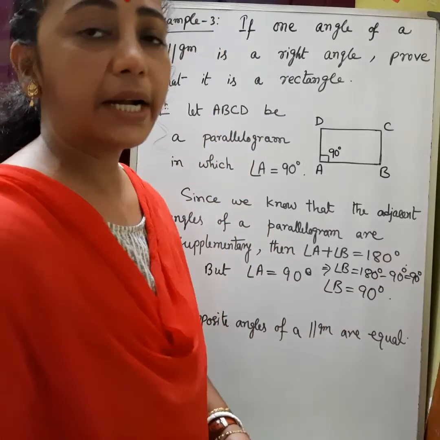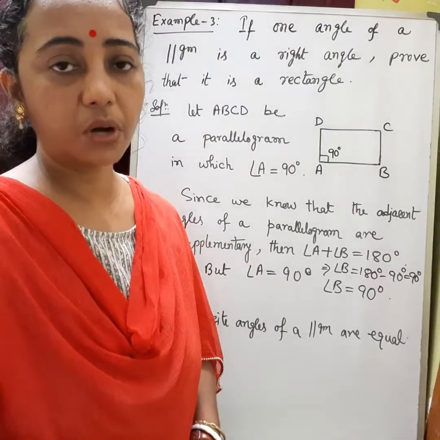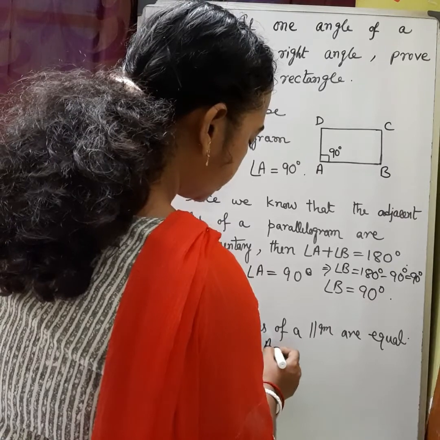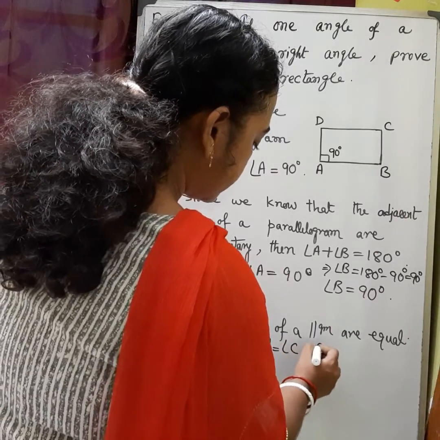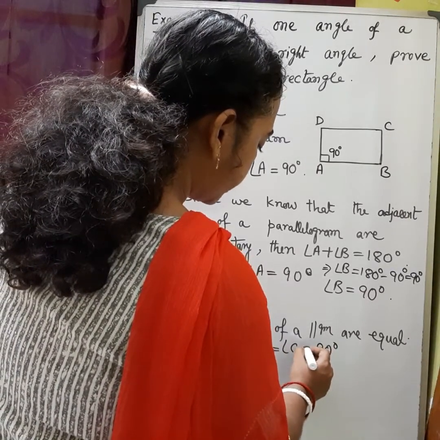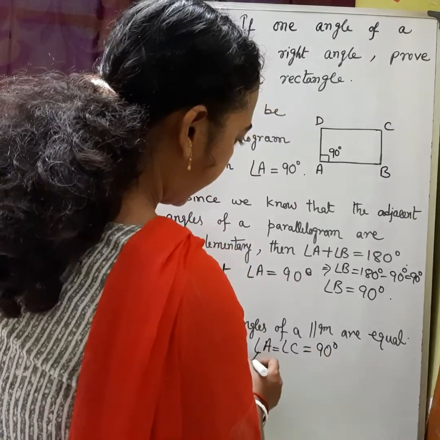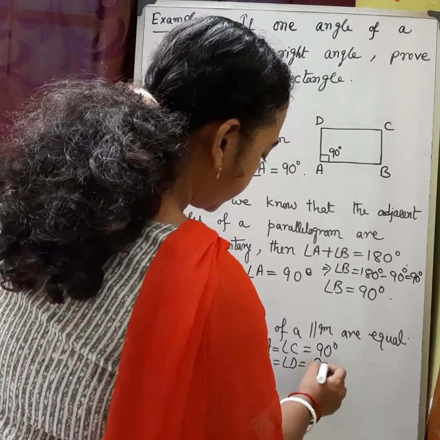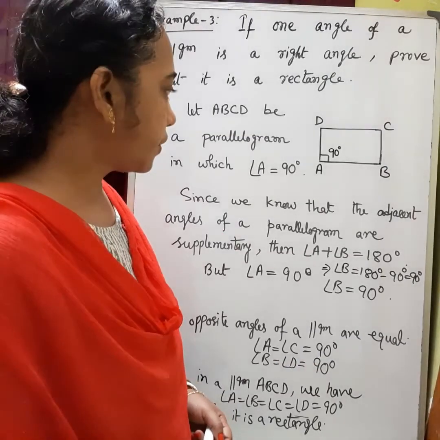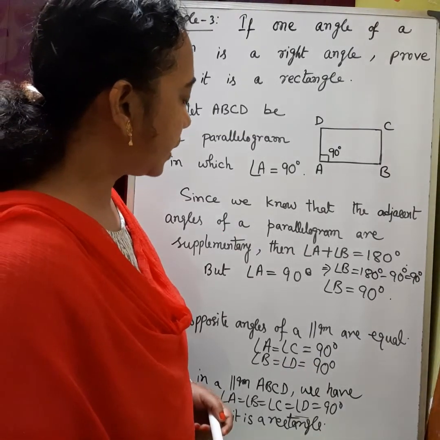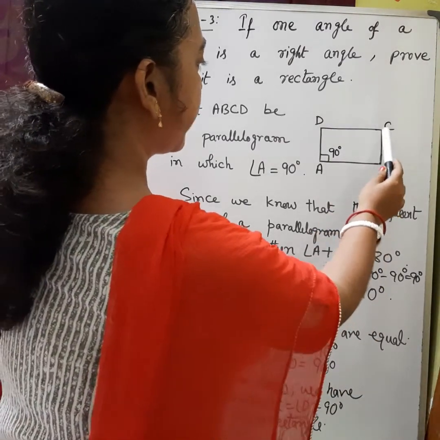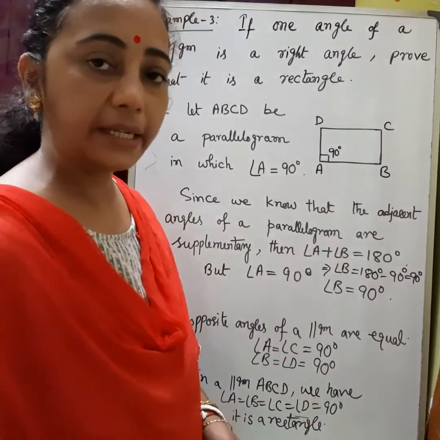Also we know that opposite angles of a parallelogram are equal. So from this we can write angle A is equal to angle C, that is equal to 90 degrees, because angle A we already considered as 90 degrees, and angle B is equal to angle D is also 90 degrees. So from the figure, in a parallelogram ABCD, we have angle A is equal to angle B is equal to angle C is equal to angle D is equal to 90 degrees.